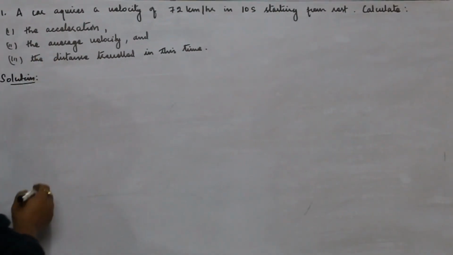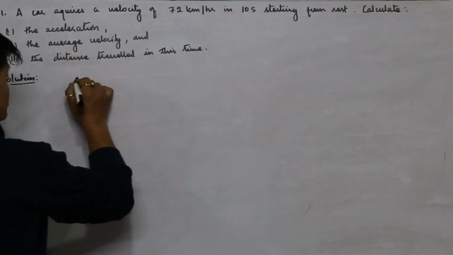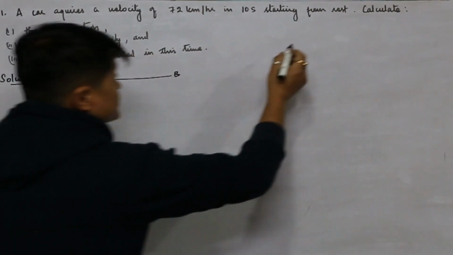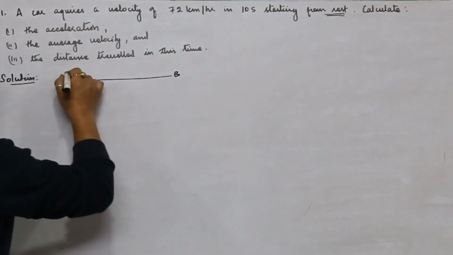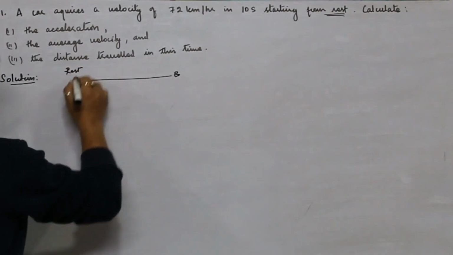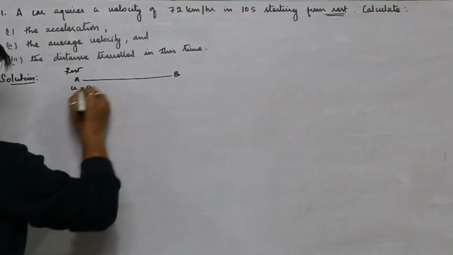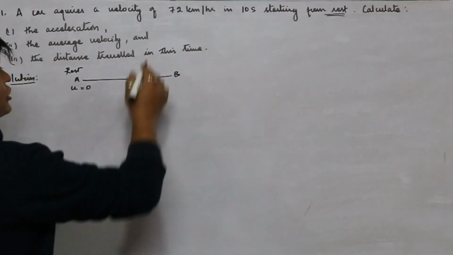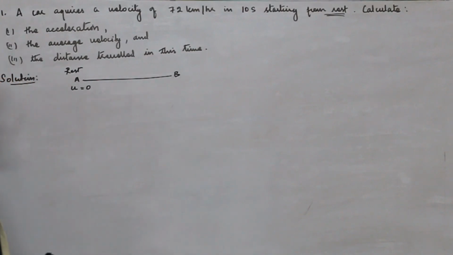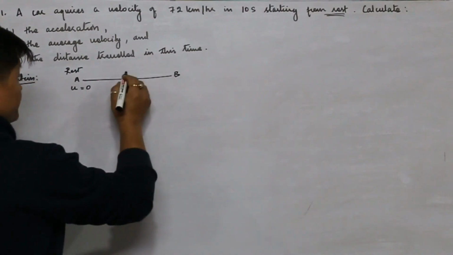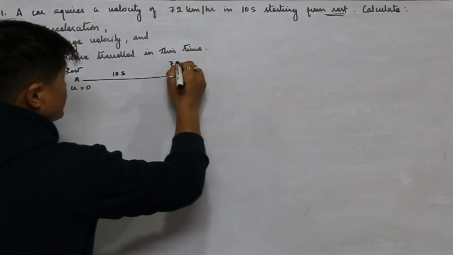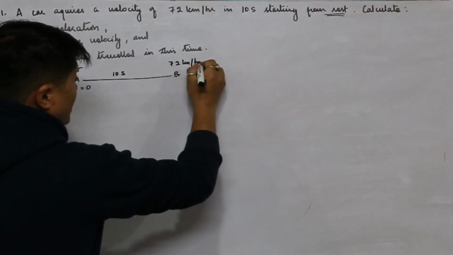A car is moving from point A to point B. The car is starting from rest, that means initial velocity will be 0, and it acquires a velocity of 72 km per hour in 10 seconds.